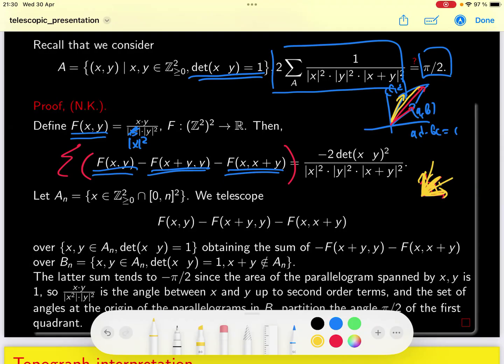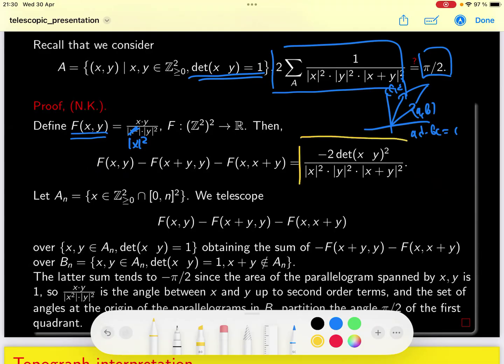Okay, now what I want to do, let me erase all that. So the expression here, f of (x, y) minus f of (x plus y, y) and so on, if you just look at it and compute it, it will be equal to the following: minus 2 times the determinant of (x, y) squared, divided by x squared, y squared, x plus y squared. So that's true for any two vectors x and y.